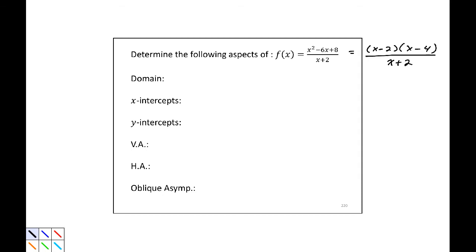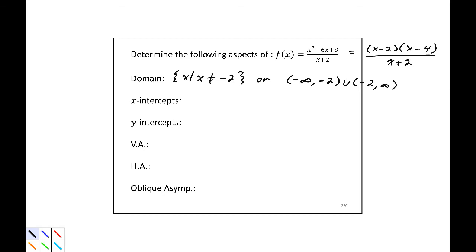So my domain can either be written as x such that x is not equal to negative 2 in curly braces, or the interval negative infinity to negative 2, with a parenthesis, union negative 2, not including negative 2 with a parenthesis, to positive infinity with a parenthesis.